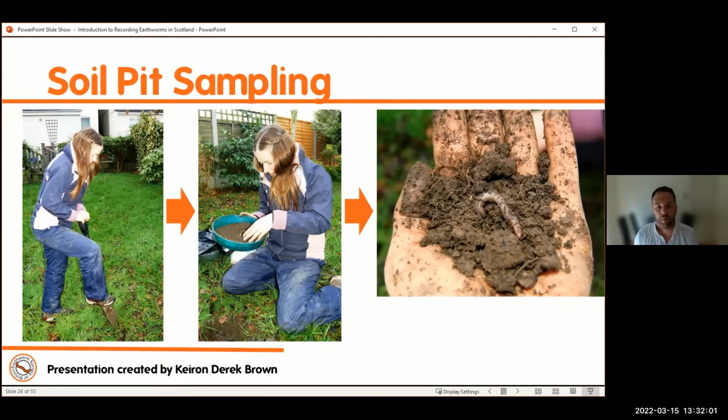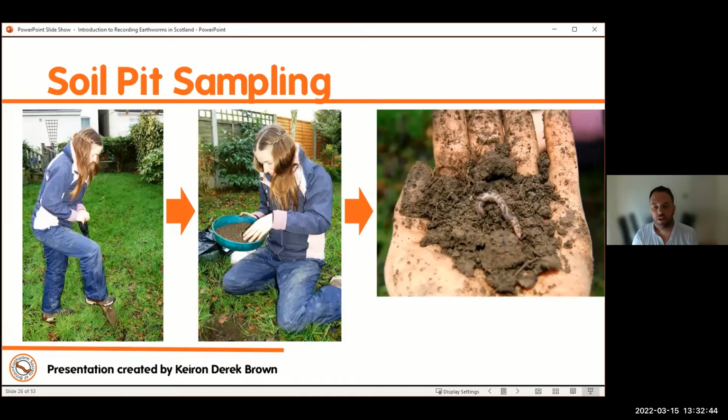So soil pit sampling involves digging out a square of soil, a cube of soil, and hand sorting through it to find any earthworms and take them away for identification. In the UK, the Earthworm Society, the National Earthworm Recording Scheme, advised that we don't take any juveniles because they can't be identified. It's all about that clitellum, that saddle, and where that is when we're IDing. So it's only adults that should be collected. And usually when I'm sampling, I find that the proportion of adults to juveniles is quite low. So you get a lot more juveniles than adults, and they're returned to the soil. So soil pit sampling is one way of recording earthworms.